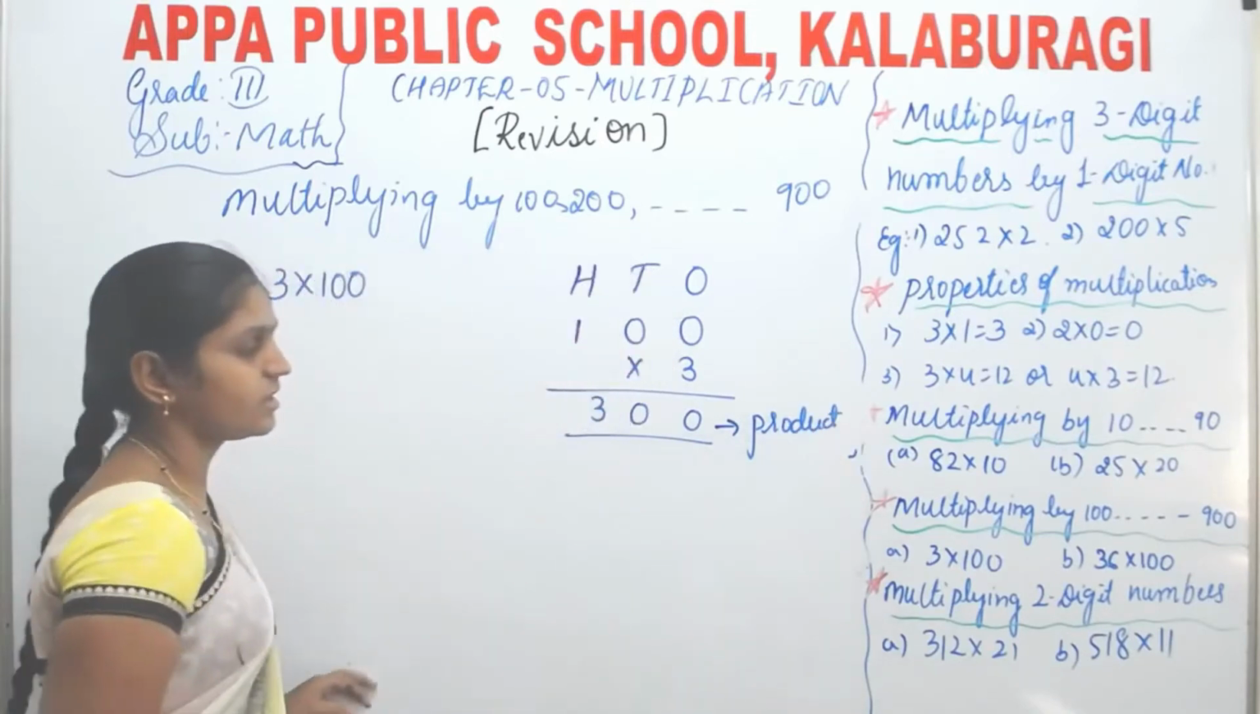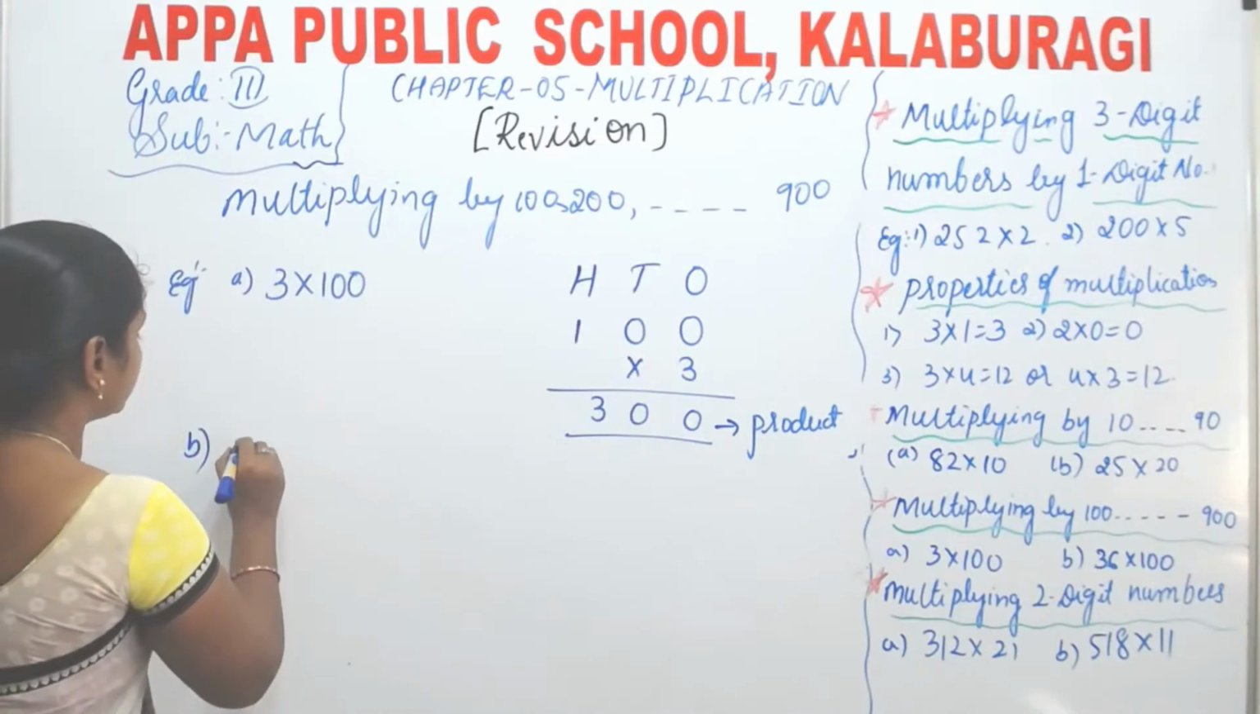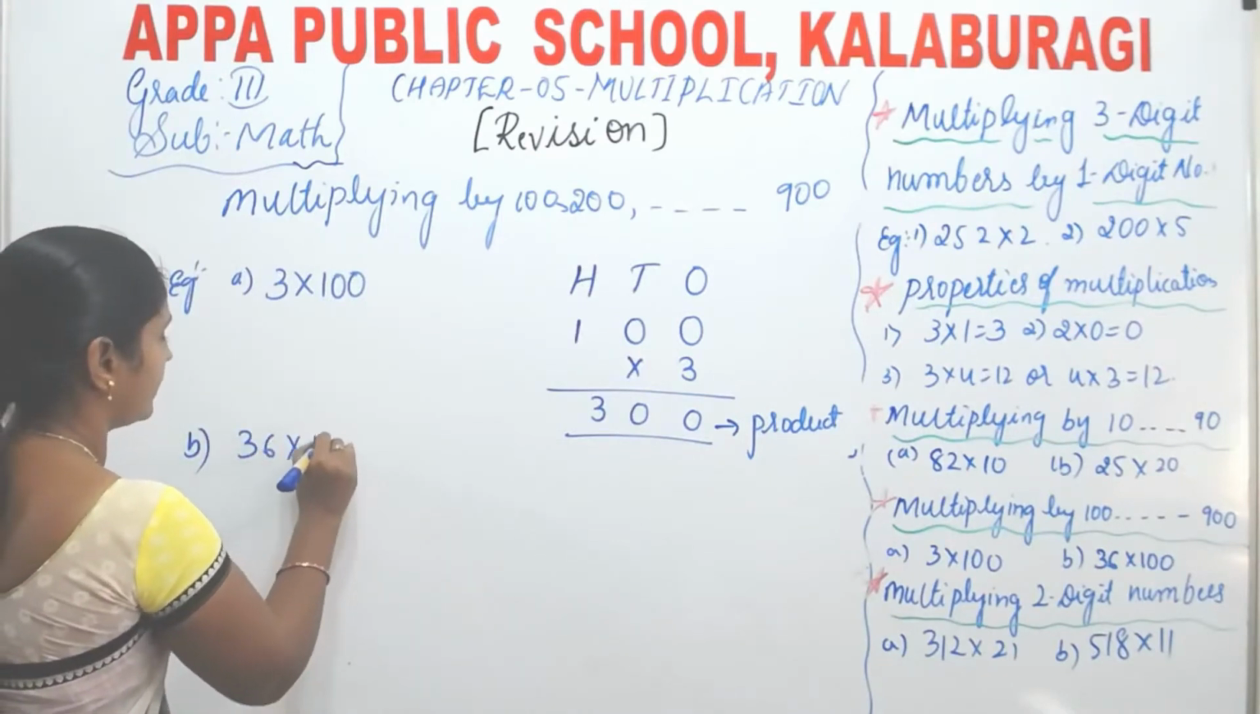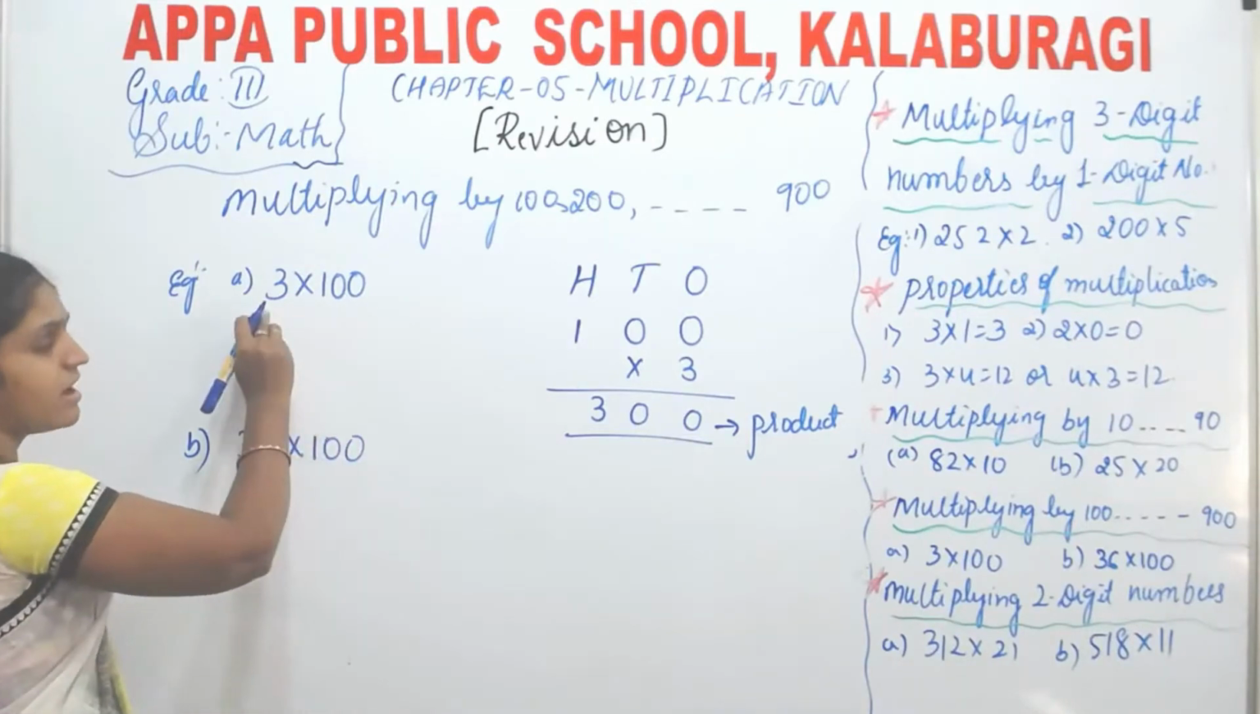Yes. Next is one more example. That is 36 into 100. Here we have multiplied a 3-digit number by a 1-digit number.